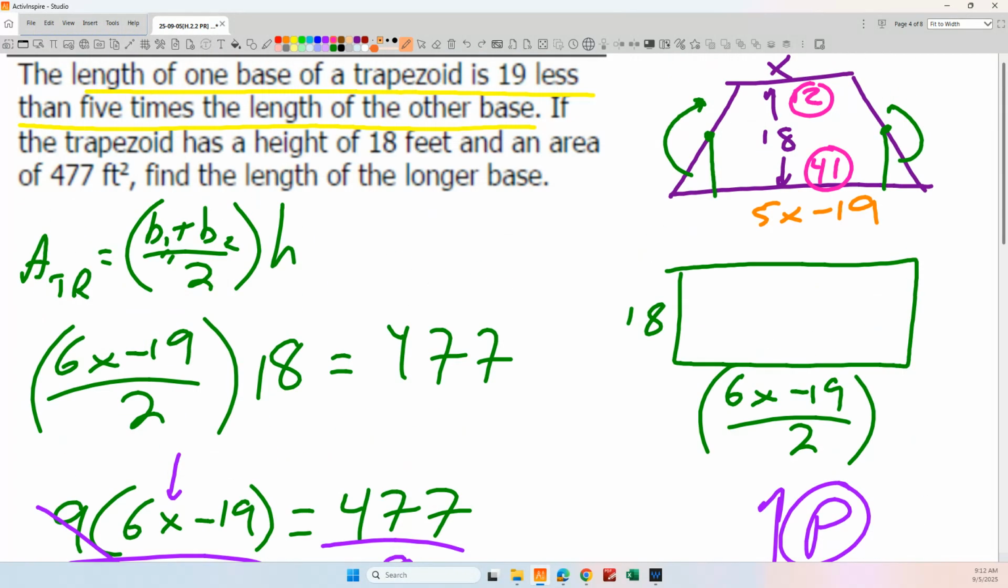I guess we're right here. Find the length of the longer base, 41 feet, okay? Give me thumbs up, down, sideways. How are we doing there? Good on that? Okay?